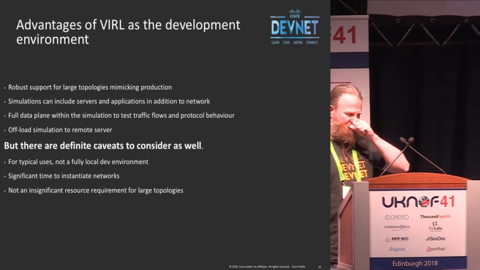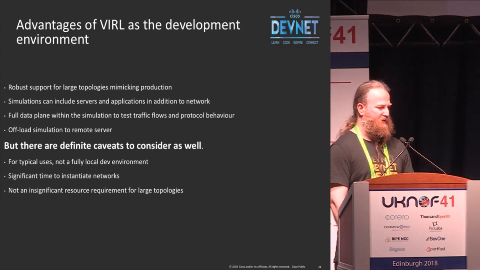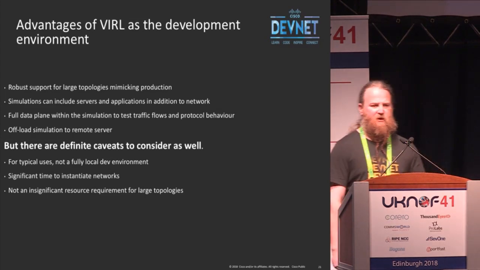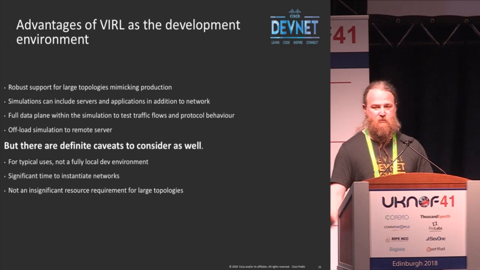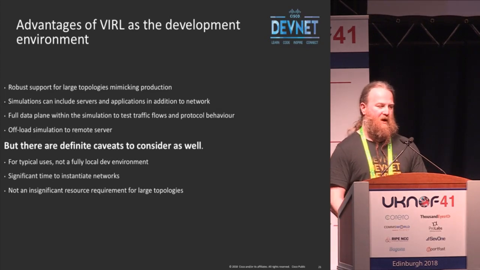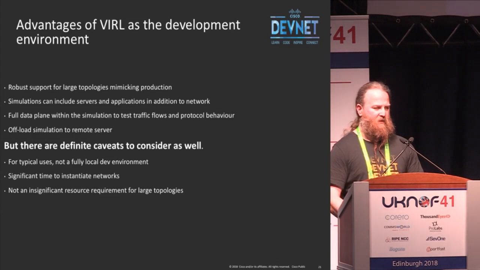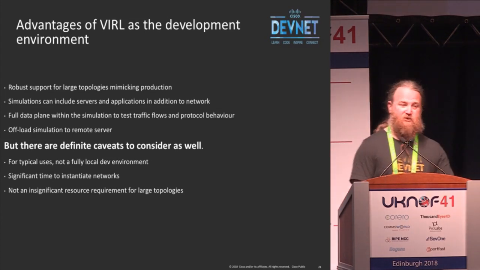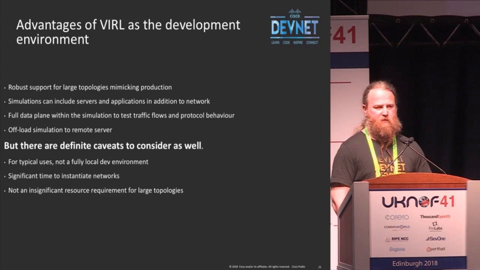With virl utils, just a couple of things you need to be aware of. Robust support for large topologies and mimicking production. I've scaled this out to, I think, 20 nodes on a UCS blade at one point. On my actual own Mac, I think I've had nearly 8 devices running on that before it started to complain at me. There's a full data plane within the simulation to test traffic flows and protocol behavior, and an offload simulation to a remote server. So you can basically offload the traffic within the virl utils tool as well.